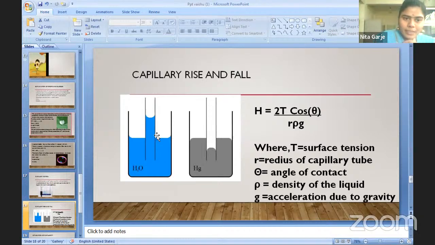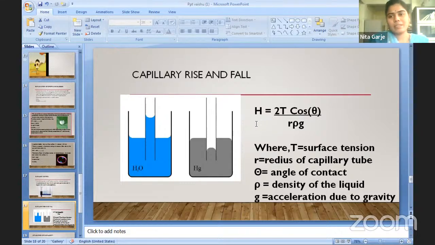When the angle of contact is less than 90 degrees, then we have positiveness, meaning cos theta is positive when theta is less than 90 degrees, so the water suddenly increases. And when theta is greater than 90 degrees, then we have a negative sign, so the mercury falls, meaning its height is lower than the earlier height.